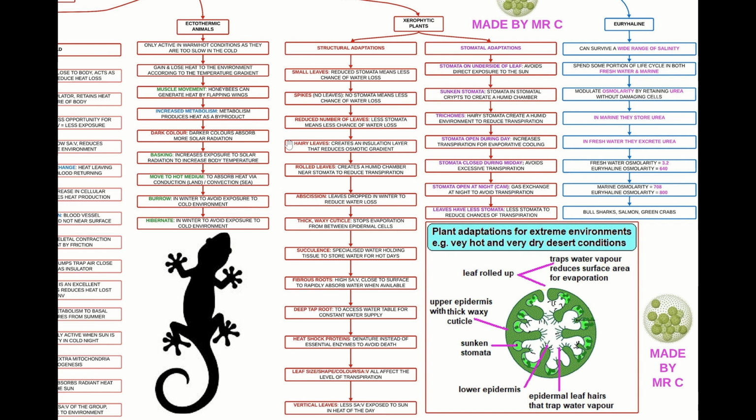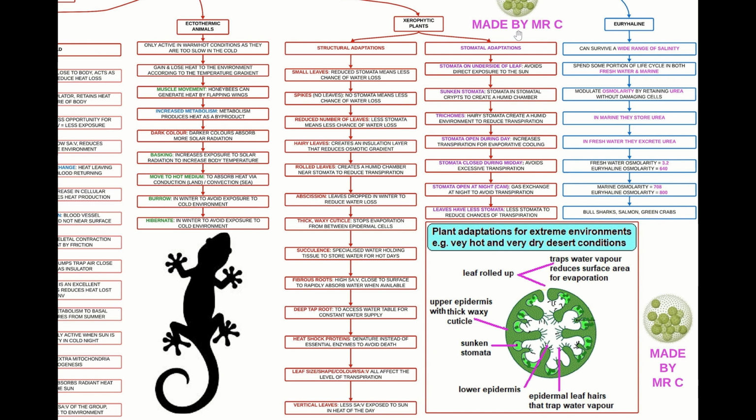Leaf size, shape, color, and surface area to volume ratio all affect the level of transpiration. And vertical leaves, like those of eucalypts, expose less surface area to the sun and therefore reduce the amount of transpiration. Stomatal adaptations include stomata on the underside of the leaf so they're not exposed directly to the sun. Sunken stomata in stomatal crypts create a humid chamber. Trichomes, which are the hairs found around stomata, trap air to reduce transpiration.